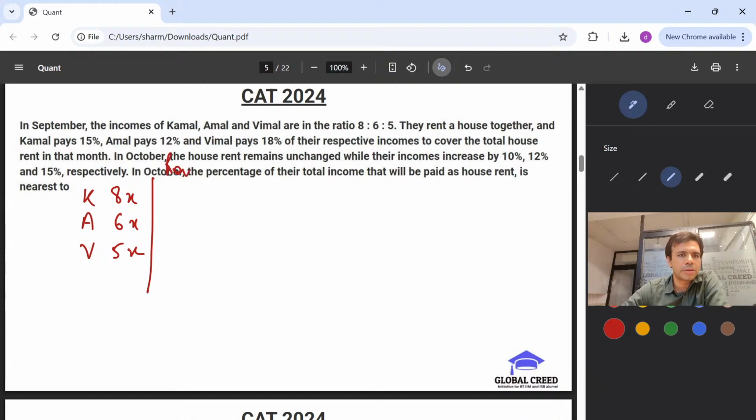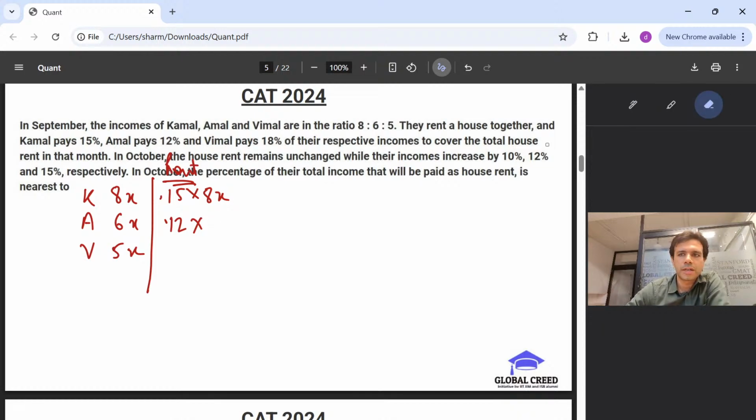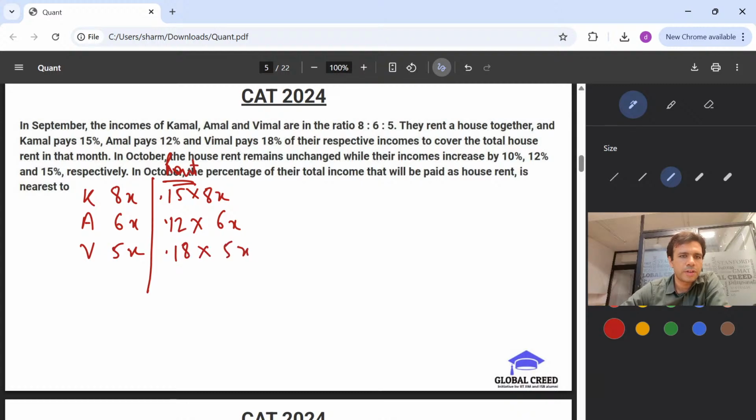अगर मैं rent की बात करूं, this is a rent. रेंट में क्या हो रहा है? Kamal pays 15% as rent, 15% of the income. 15% of 8x would be 0.15 into 8x. This is what Kamal pays. Amal pays 12%, which is 0.12 into not 8x but 6x in this case. So you will get 6x here. And you have Vimal. Vimal pays 18%, which is 0.18 times of 5x. This is what they pay as rent.